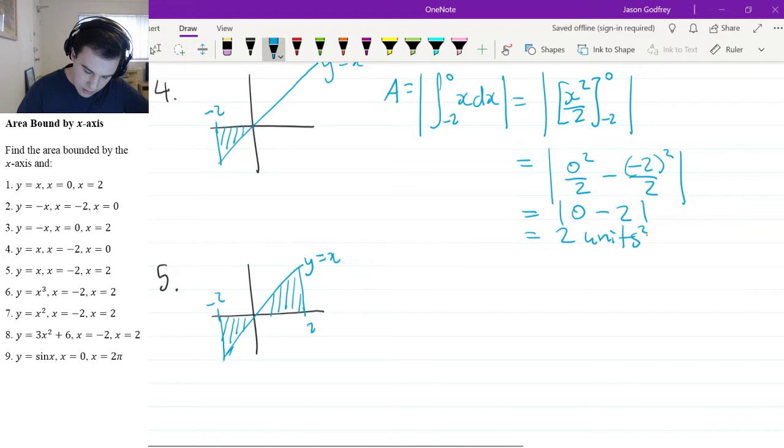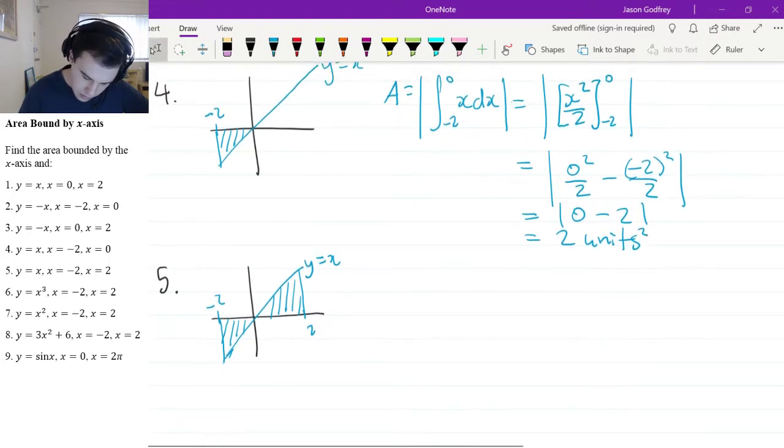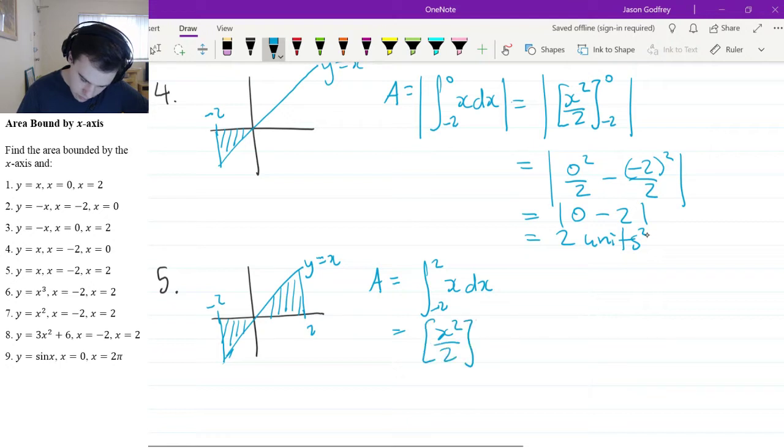So let's just have a bit of an experiment. Let's try finding the area from -2 to 2 of x dx. So we'll integrate over this range. We'll substitute in 2 minus subbing in -2.